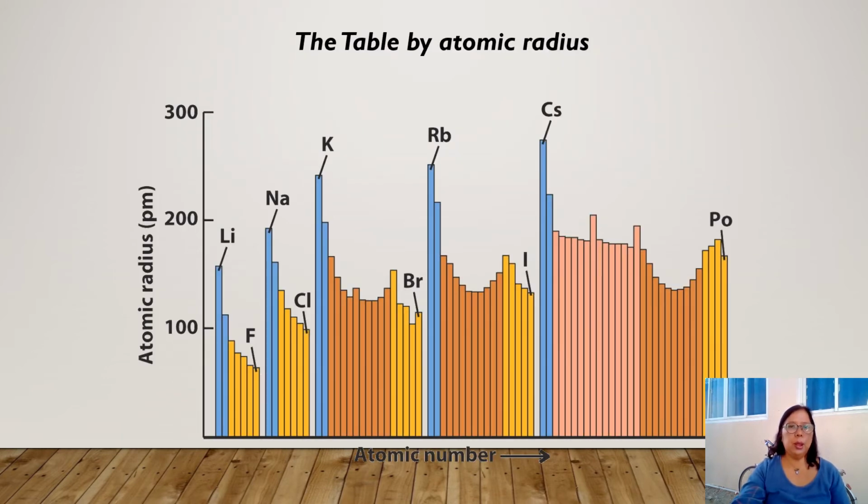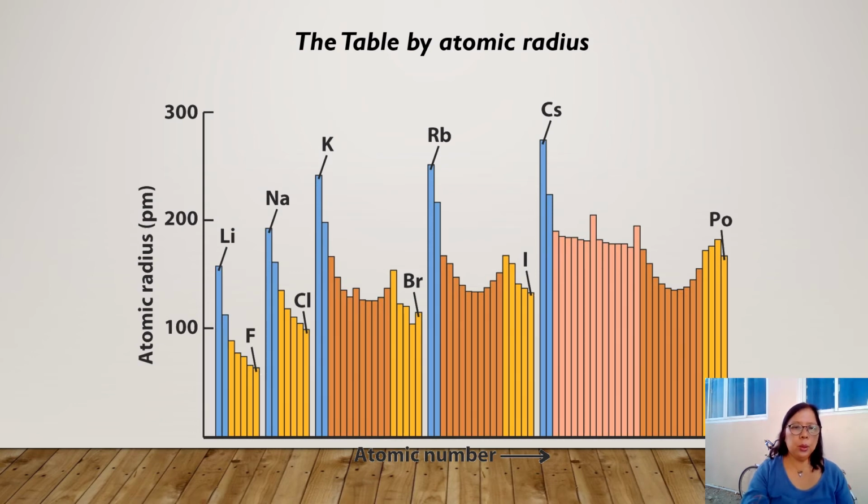These are graphical illustrations of how each group possesses its atomic size or atomic radius. If you look at your periodic table, lithium, sodium, potassium, Rb, and cesium all belong to group 1, and they have the tallest, biggest atomic radius.